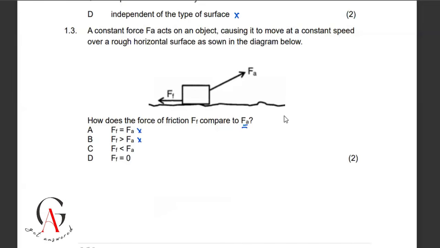No. The fact that the object is moving at a constant speed, then definitely this applied force needs to be greater than the frictional force. F friction is less than that? Yes. F friction is 0? No. The surface is rough, so frictional force cannot be 0. So C is the most accurate answer for 1.3.